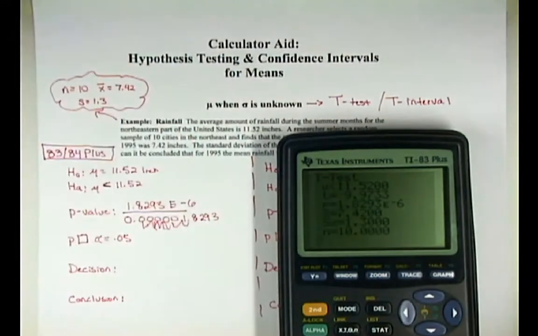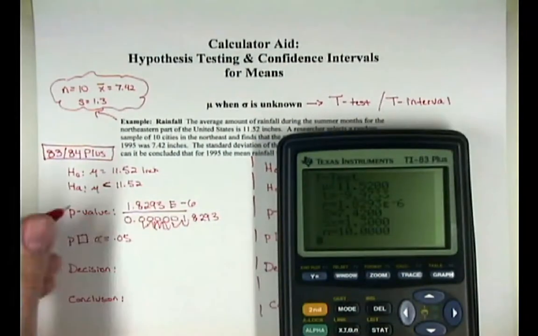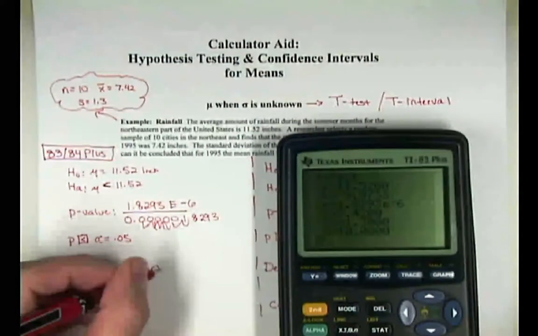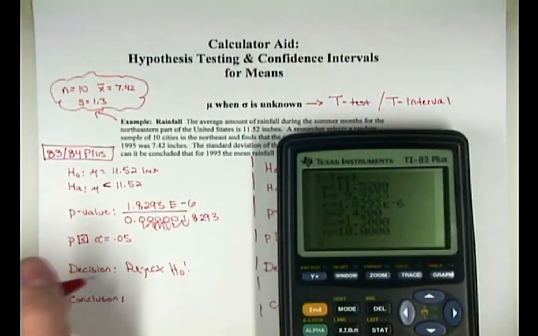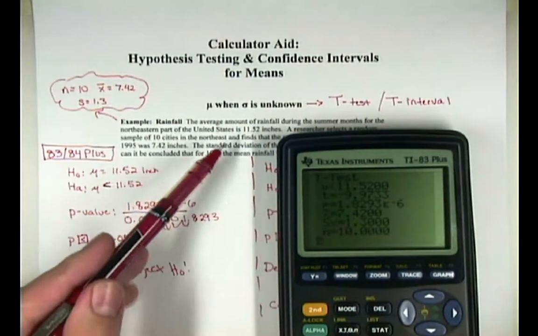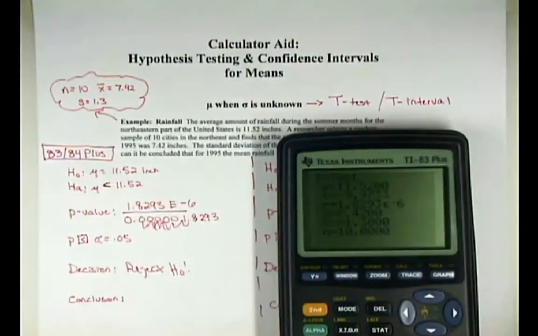So it's very, very small. It's a very, very small p-value. So it's definitely going to be less than, so we're definitely going to reject. And then, of course, you write your appropriate conclusion. Okay? So that's how you find the p-value when sigma is unknown and proceed with your hypothesis test.